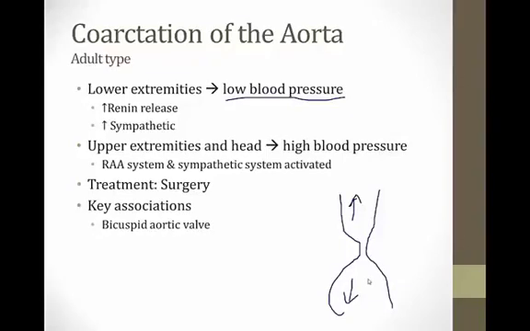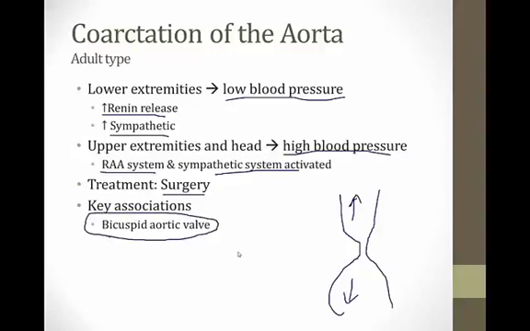Since the lower extremities see low blood pressure, they will respond accordingly. The kidneys will release renin and the sympathetic nervous system will get stimulated. The result is that the upper extremities and head will have high blood pressure. The RAA system has been ramped up, and the sympathetic system is activated. These are often treated with surgery, and this is the type of coarctation that's associated with a bicuspid aortic valve.